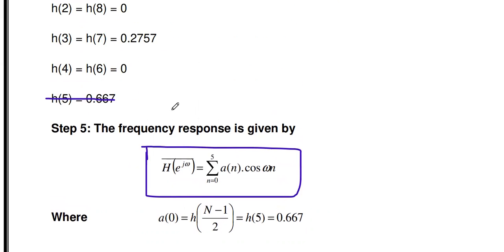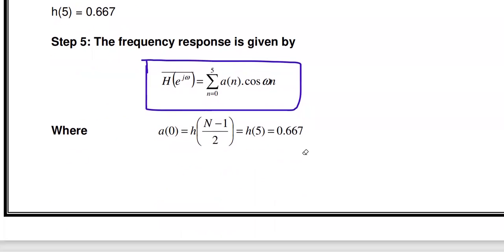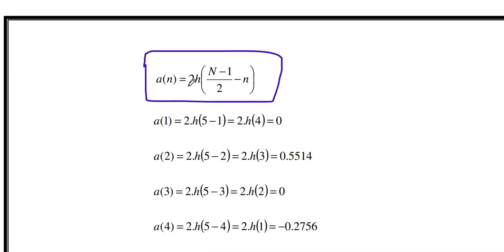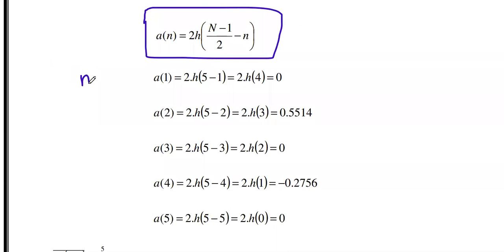Okay, so what is the h of 5 value here? 0.667. Okay, so the a of 0 is 0.667. Similarly, the remaining a of n values are calculated using the formula a of n equal to 2 into h of (n minus 1) by 2 minus n. In that, first you substitute n equal to 1, then n equal to 2, n equal to 3, n equal to 4 and 5.